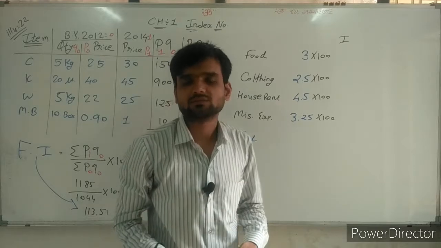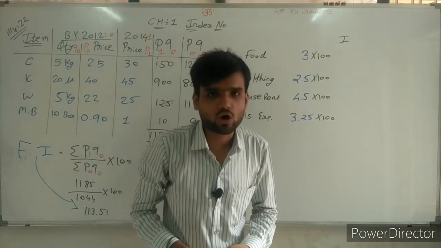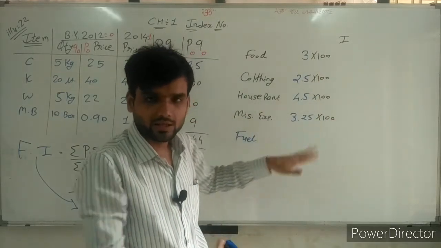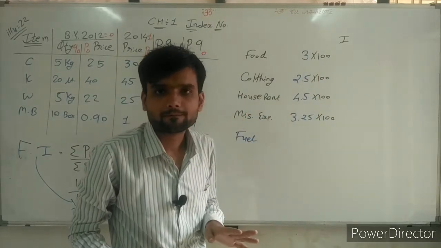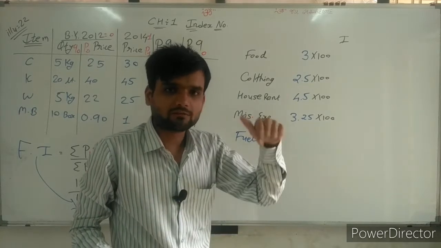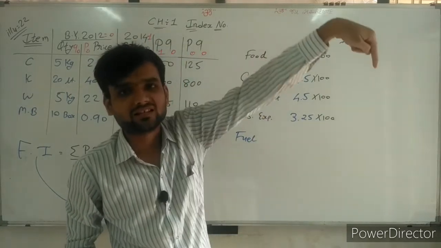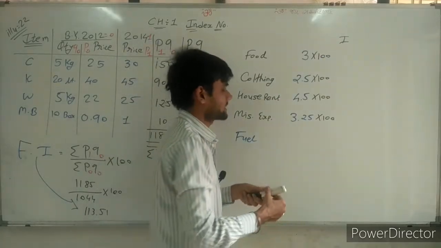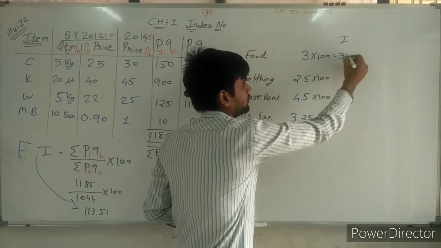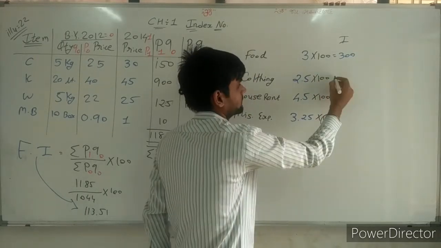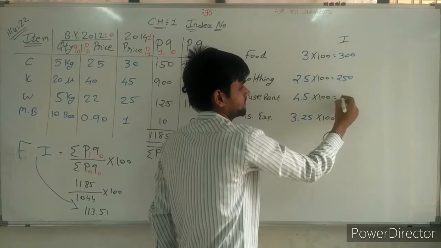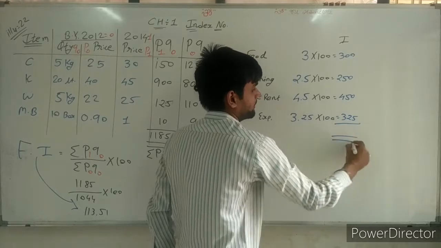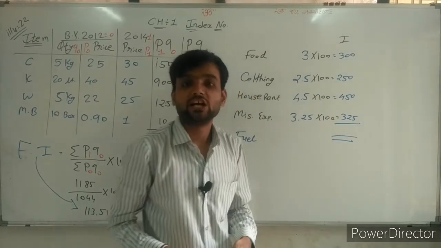I means index number. Times means multiplication, so I have multiplied it. But if multiplying with another value, then you have to find I. If you are multiplying with 100, you are directly getting I. And what is the answer? So 300, 250, 450, 325 is my value of I, index number.